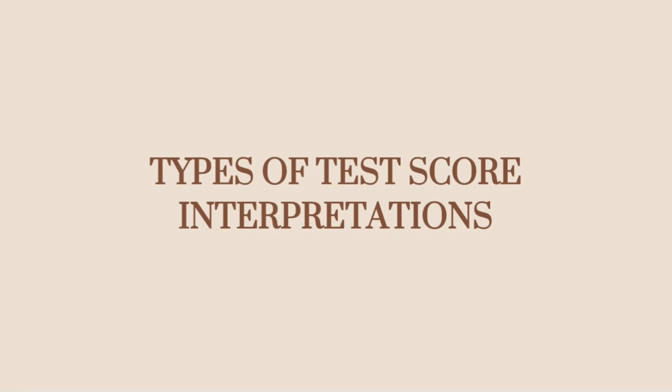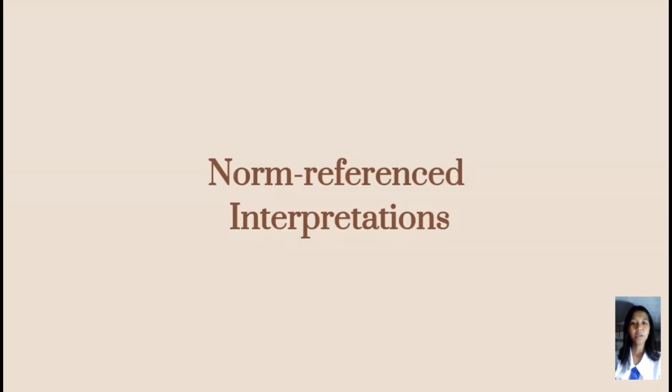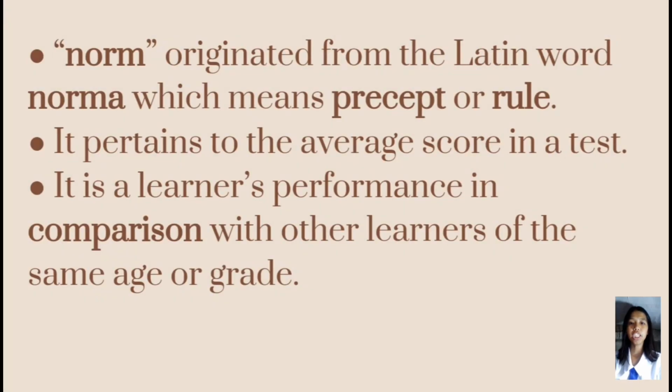In selecting top students who will participate in an inter-school science quiz bee, the relative standing of a student in a science test is necessary. Selection is made based on norm reference scores. Mars, we also have types on how to interpret the test scores: the norm reference interpretations and the criterion reference interpretations. So, in norm reference interpretations, the term norm originated from the Latin word norma, which means precept or rule. By definition, it pertains to the average score in a test.